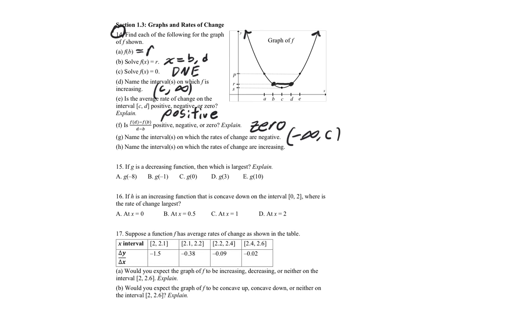Last, we're asked to name the intervals on which the rates of change are increasing. So for this one, we need to think about the concavity of our function. Well, this entire function will be concave up. Therefore, the intervals on which our average rates of change are increasing is going to be negative infinity to infinity.